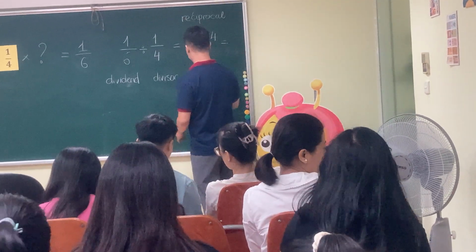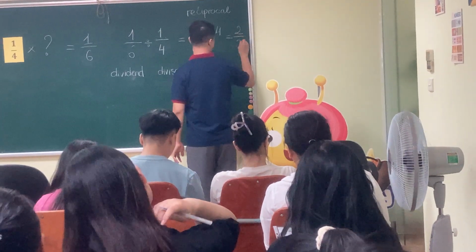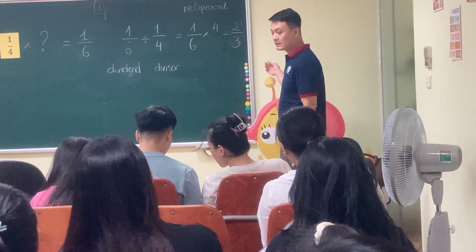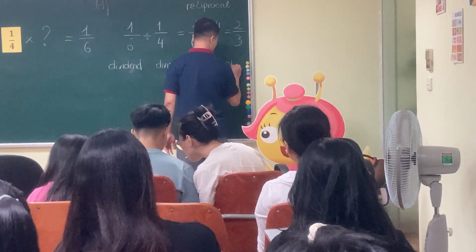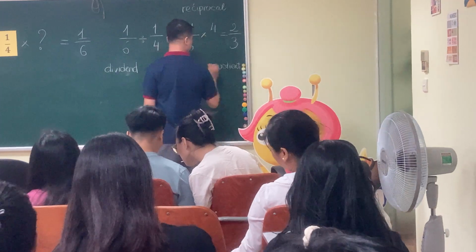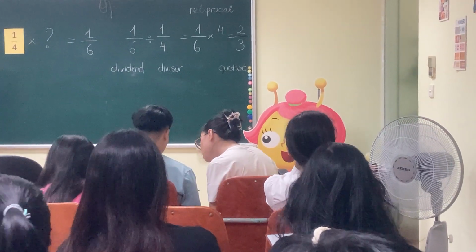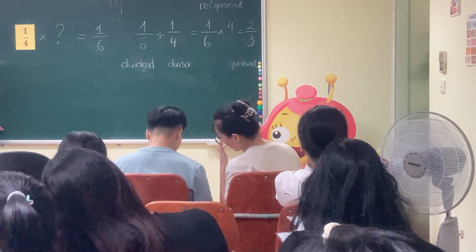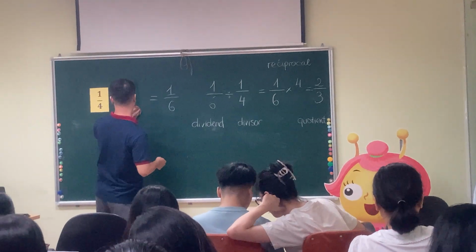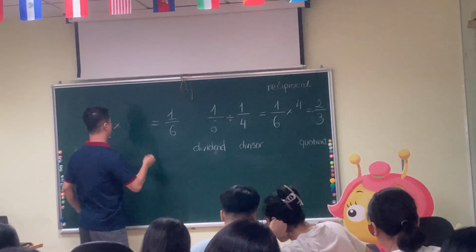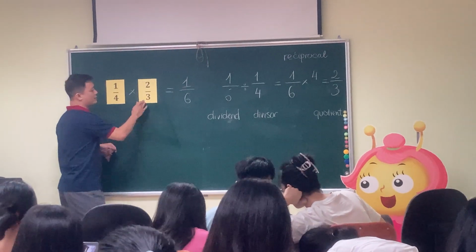4 over 24. So what is the simplest form? 2/3. So is 2/3 the product? It is the quotient. Dividend, divisor, quotient. Division. So let's look here.